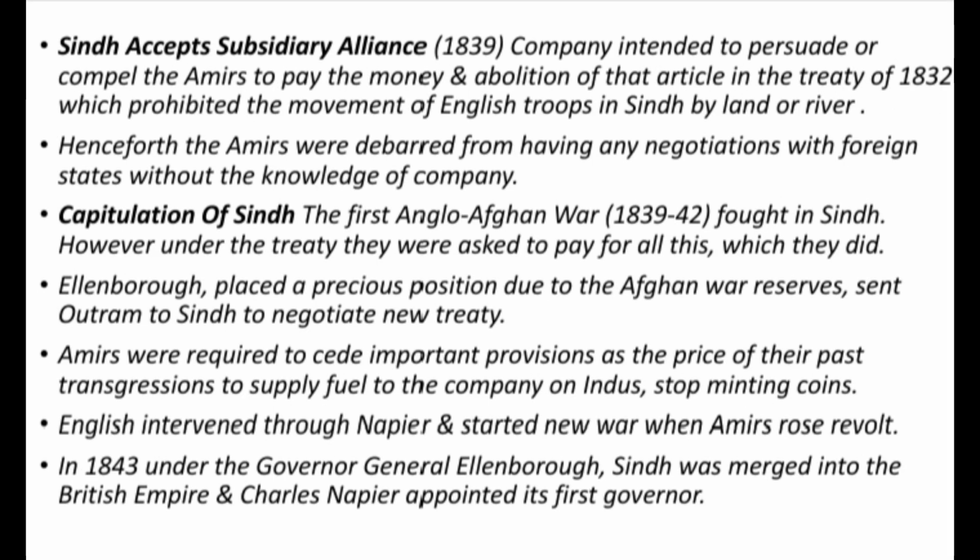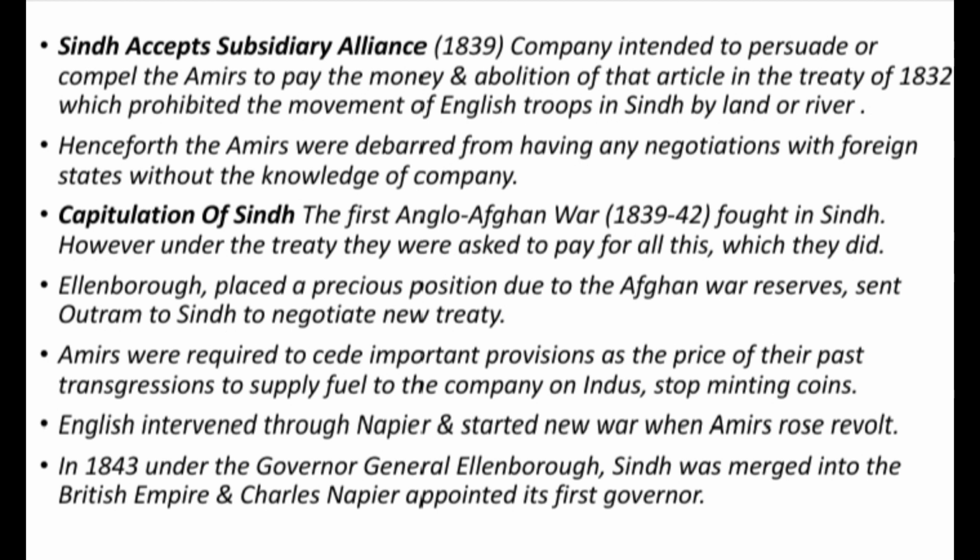The company intended to persuade or compel the emirs to pay the money and also to consent to the abrogation of the article in the Treaty of 1832, which prohibited the movement of English troops in Sindh by land or river. B.L. Grover writes that under threat of superior forces, the emirs accepted a treaty in February 1839, by which British subsidiary forces had to be stationed in Shikarpur and Bukkur, and the emirs of Sindh were to pay rupees 3 lakh annually for the maintenance of the company's troops.